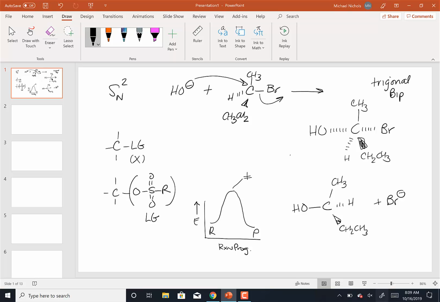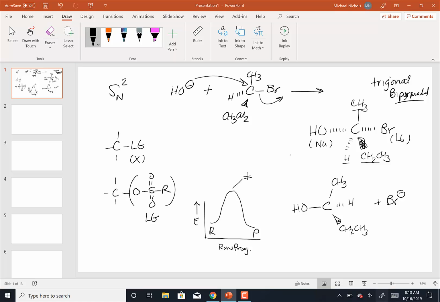And it always looks like that. So it doesn't matter. You have the three groups attached to the carbon. You have over here the leaving group, and over here you have the nucleophile. Every transition state for an SN2 reaction is going to look like that. You're just going to have a different nucleophile and maybe a different leaving group. Okay, so it's always trigonal bipyramidal.